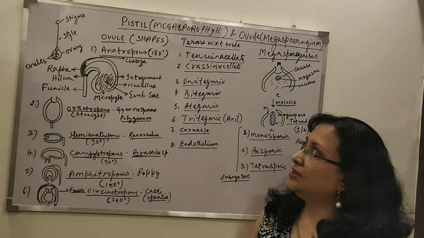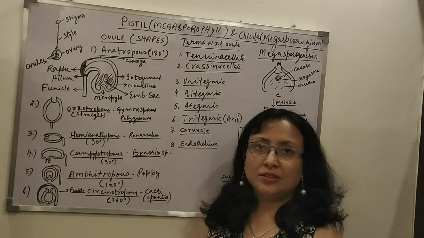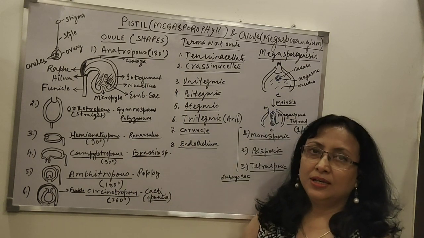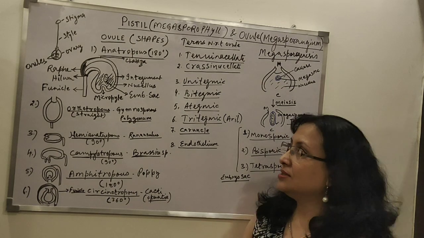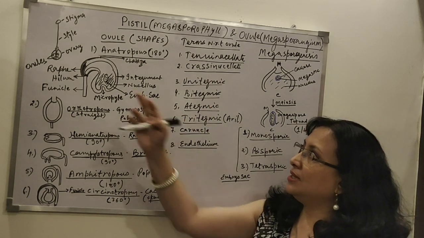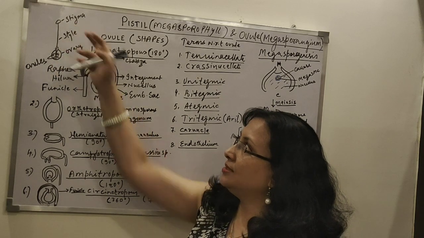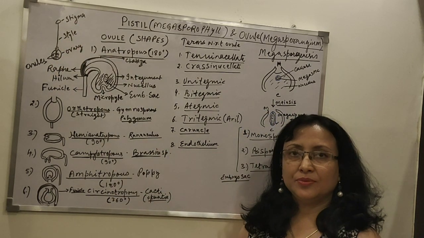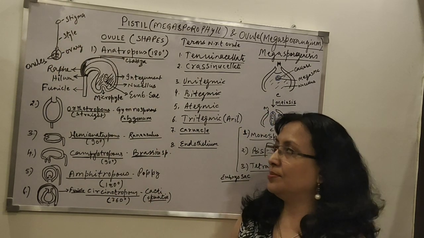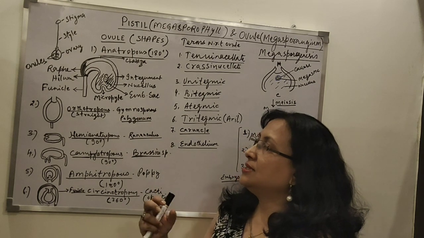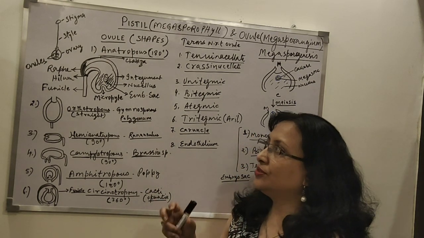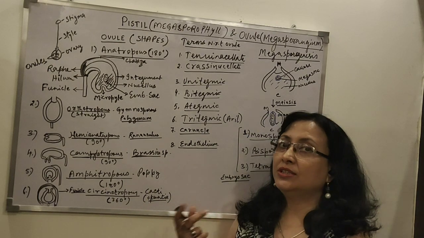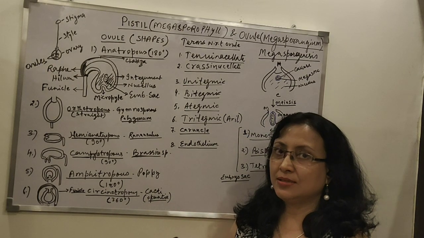So starting with the first, the pistil or the carpel, as you have been studying in your previous classes, you know that pistil consists of ovary, style and stigma. So there are three parts of the pistil: ovary, style and stigma. Ovary is later going to form the fruit, and inside the ovary there are ovules which are going to turn into seed, that is post fertilization.